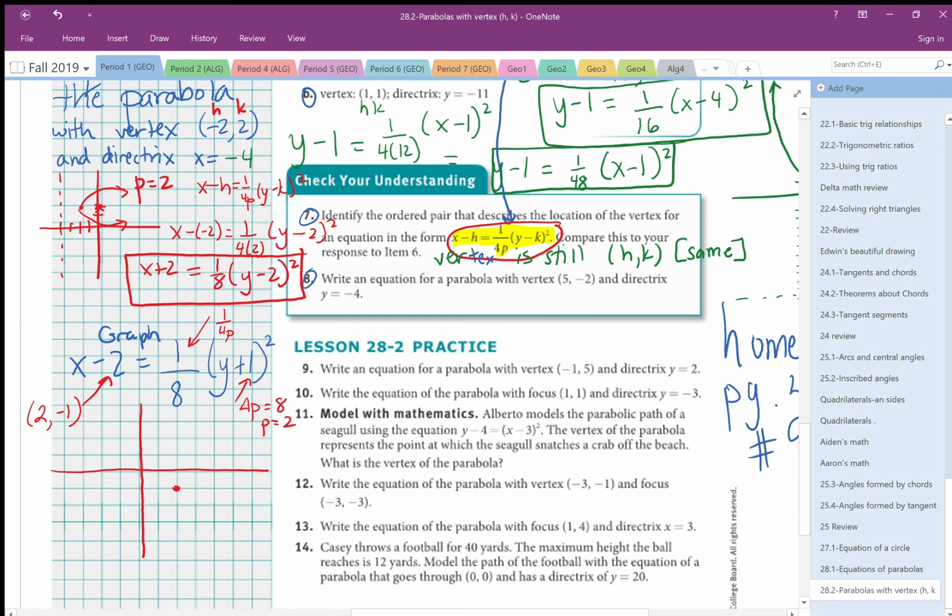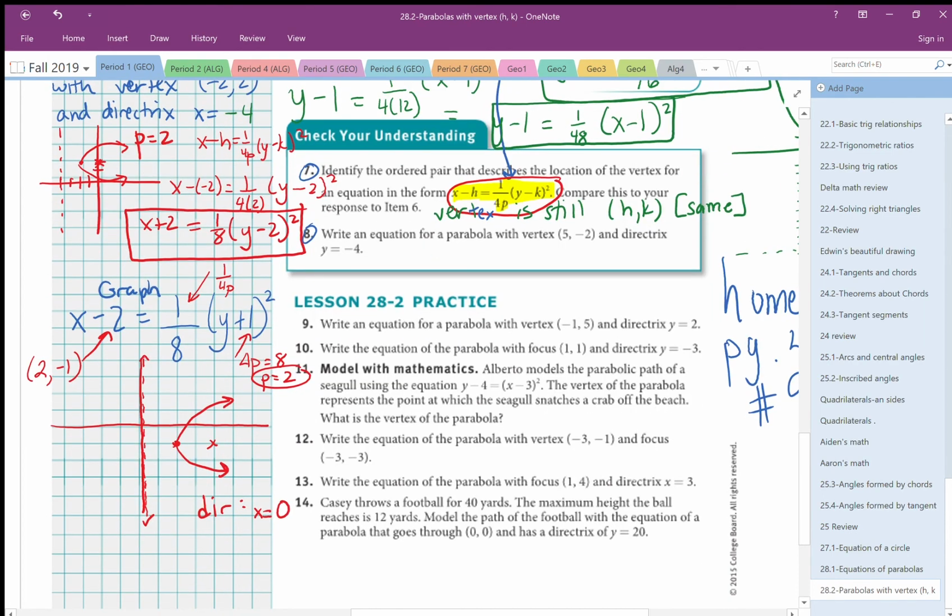Since we already decided that it opens to the right, look how important every little detail is. We already determined which way it opens. If I just knew this, I might say go up 2, but no, we already figured out it opens to the right. So go to the right, make your little X for your focus. That's how the parabola looks. And then if your focus is 2 units to the right, your directrix is 2 units to the left. So it's right here along the y-axis at x equals 0. If I needed the equation for the directrix, it would be x equals 0.